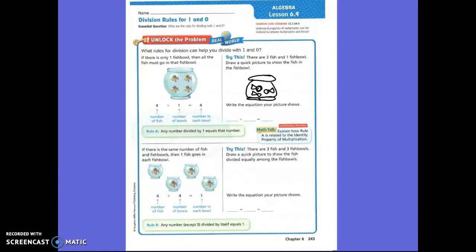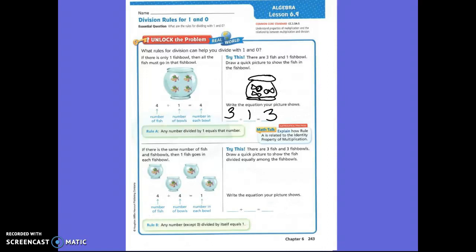Triangle and a circle. Okay, now let's write the equation for this. The first number is the total number of fish. What total number of fish do we have, guys? 3. How many bowls do we have to separate those fish? 1. We can't even separate them, can we? So how many fish do we have in the bowl? 3. Okay, any number divided by 1 equals that number.